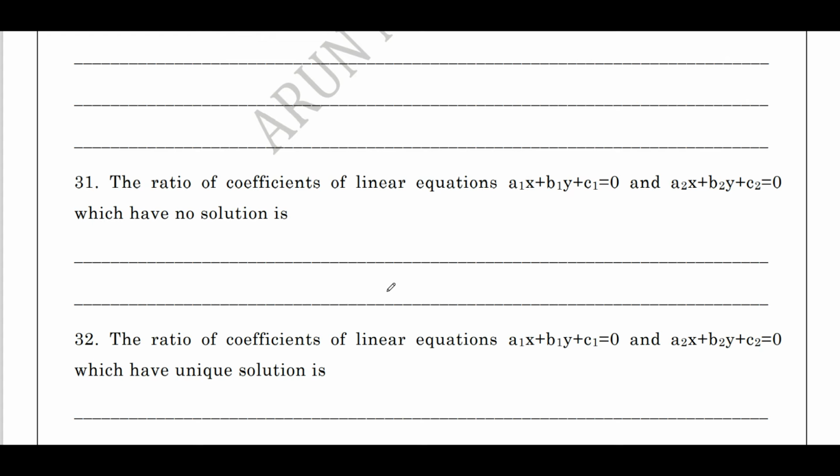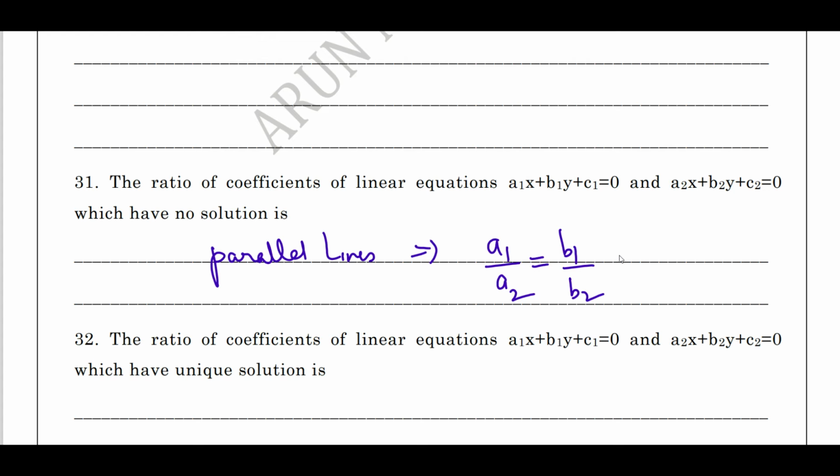The ratio of coefficients of linear equations a1x plus b1y plus c1 equals 0 and a2x plus b2y plus c2 equals 0, which have no solution is. What is the condition? No solution means parallel lines. If the lines are parallel, the condition is what? a1 by a2 equals b1 by b2 not equal to c1 by c2.